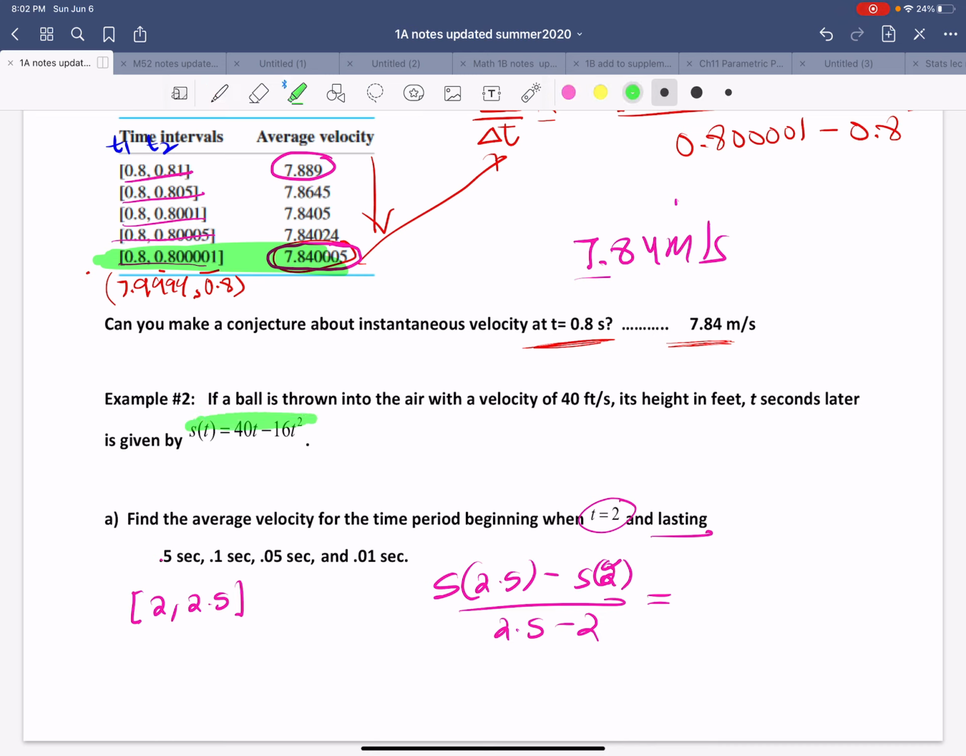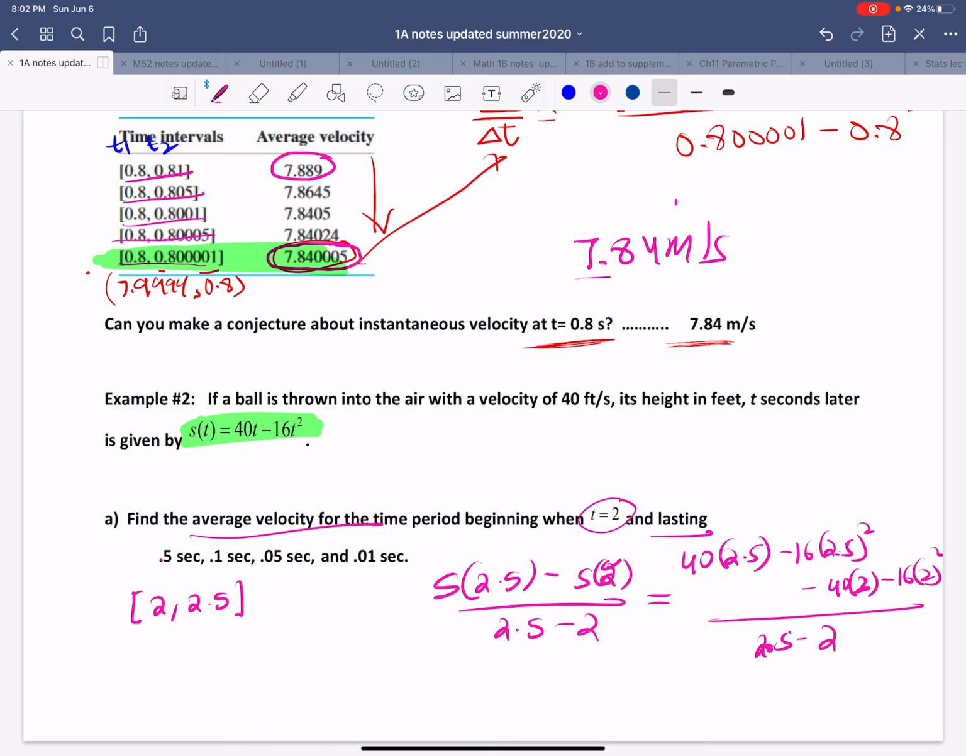I'm just going to plug in s of 2.5. We're given the function s of t, so I'm going to plug the 2.5 in here: 40 times 2.5 minus 16 times 2.5 squared, minus 40 times 2 minus 16 times 2 squared, divided by 2.5 minus 2. And once you're done with this calculation, whatever number you get, that would be your average velocity between the interval 2 and 2.5.